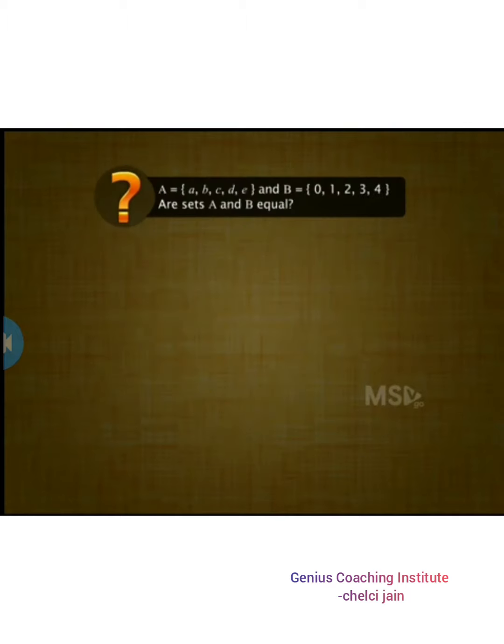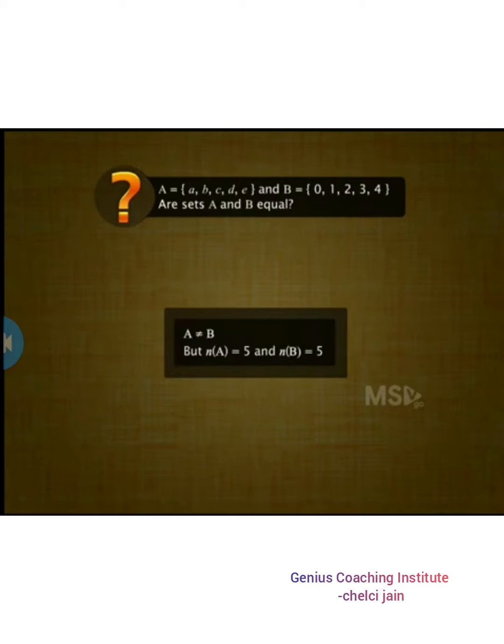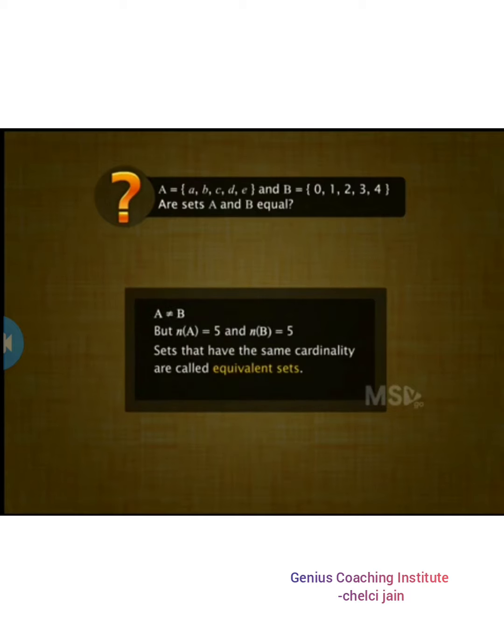Consider the sets A and B as shown with elements a, b, c, d, and e and 0, 1, 2, 3, 4 respectively. Are they equal? Clearly, sets A and B are not equal even though each contains 5 elements. That is, the sets have the same cardinality. Sets that have the same cardinality are called equivalent sets, and we can write this symbolically as shown.